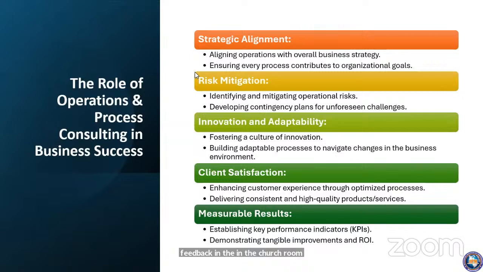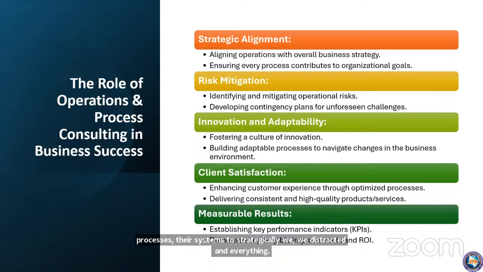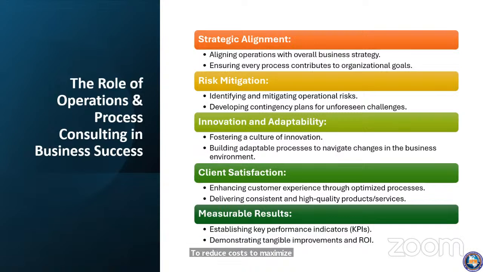Okay. Now, the role of operations and process consulting in business success. Number one, strategic alignment. Now, there are a whole lot of things happening with organizations. Technology has given organizations the privilege to align their processes and systems strategically with their strategies and everything, to reduce costs, to maximize profit, to meet customers' needs, and all of that.